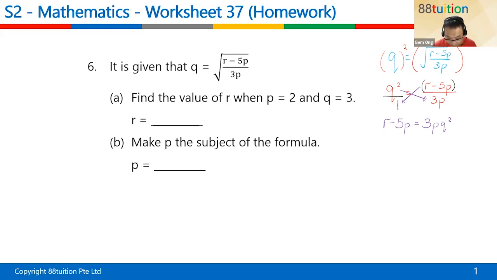So I want to make R the subject. I'm trying to isolate it. Minus 5P I bring across is a plus 5P. So your 3P Q squared is here, and that will be your answer. Children, are you following? Not too tough, right? So that is the first part of the answer.